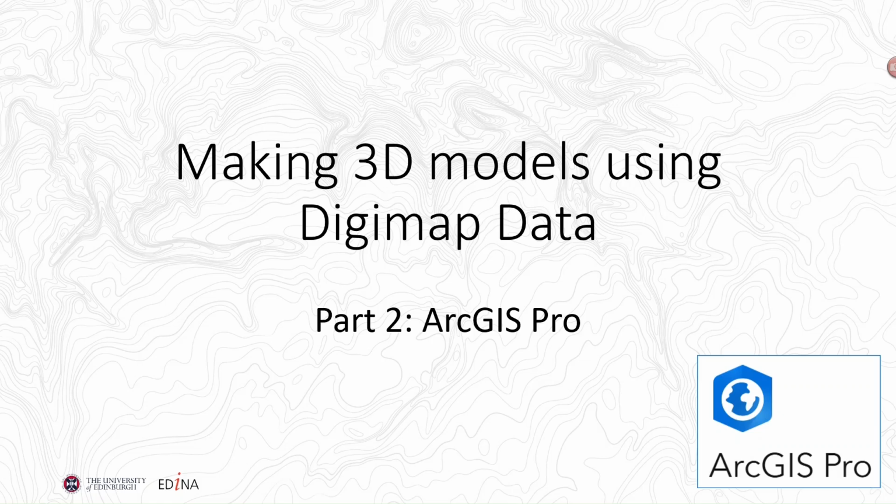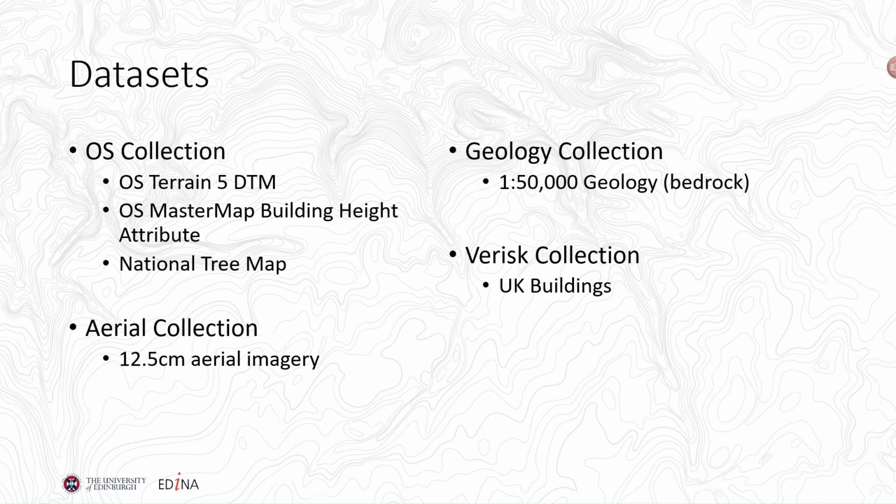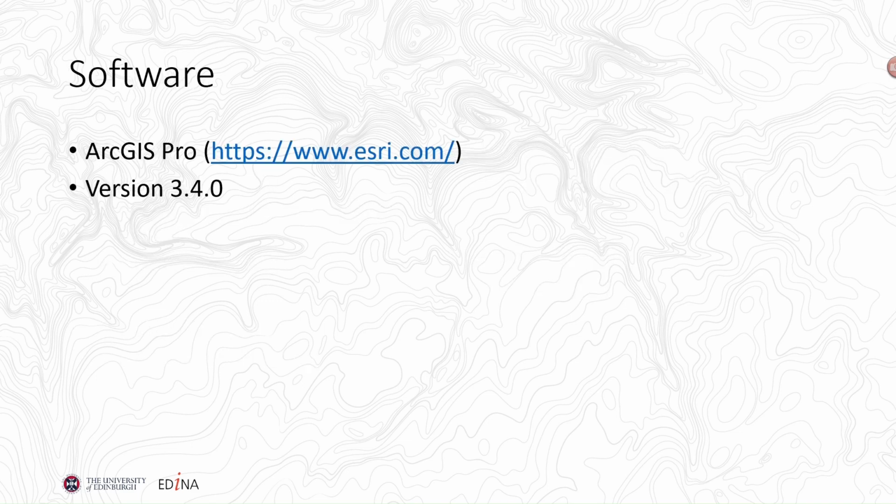Welcome to this video. Today we're going to look at creating 3D models using data from the Digimap service, and today we're going to look at how to do this using ArcGIS Pro, which is software from Esri. So there's a number of different data sets we're going to look at today. We'll talk about these in a little bit more detail as we go through the practical exercise. These are all downloaded from the different collections of Digimap as shown in this slide.